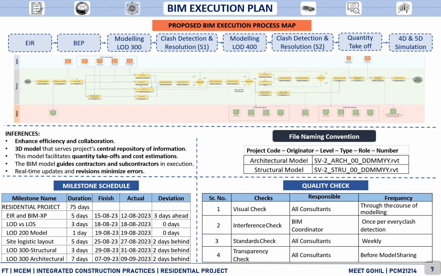Talking about the common data environment, we have prepared a file naming convention throughout the project as shown below. We have also created a milestone schedule for our studio work, and we have observed the actual deviation from the plan versus actual dates. We have also distributed quality checks into four major categories: visual check, interference check, standard check, and transparency check.